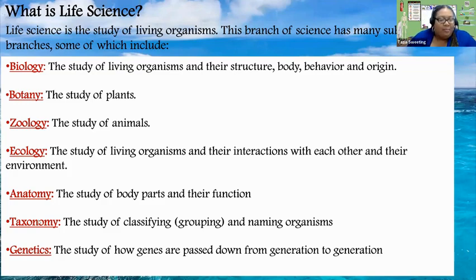Then we have a branch of science called taxonomy. In taxonomy, we study how to classify or group organisms. Organisms are placed in groups based on their similar characteristics, and we do this through the process of taxonomy by classifying or grouping them.